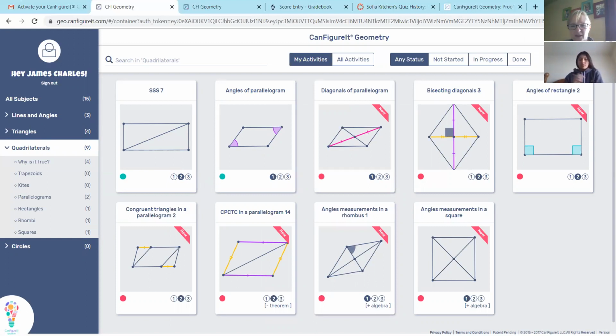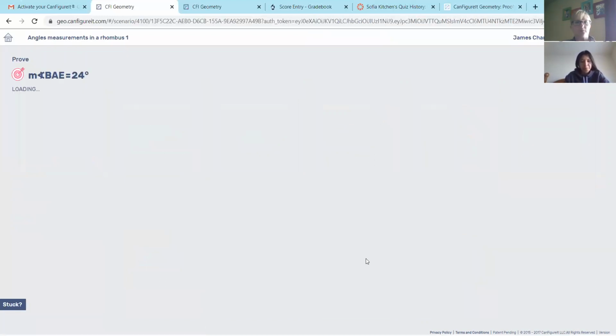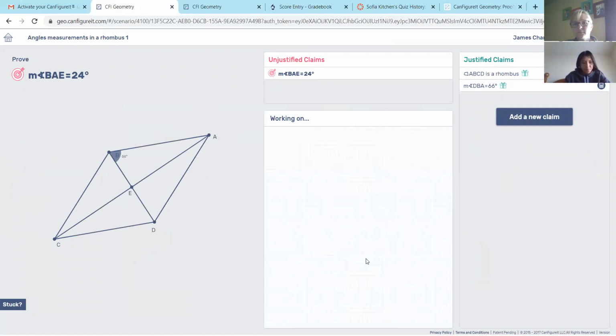I think the ones with algebra in them are a little bit tricky. So we could try one of those if you want. So one of these bottom three. The second one. This one? Okay, here we go. All right, so this one wants us to prove that angle BAY is 24 degrees.